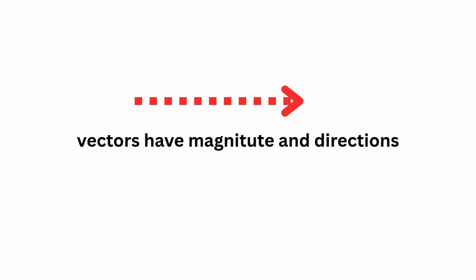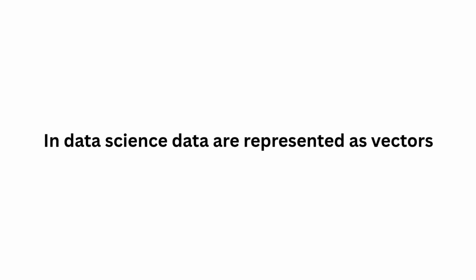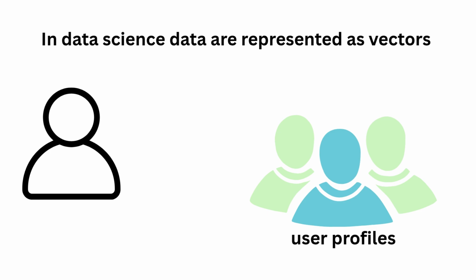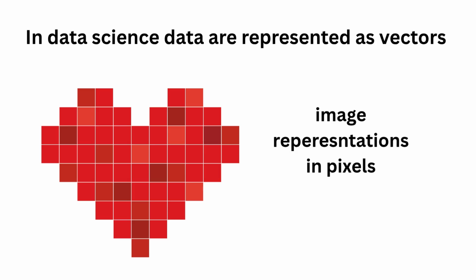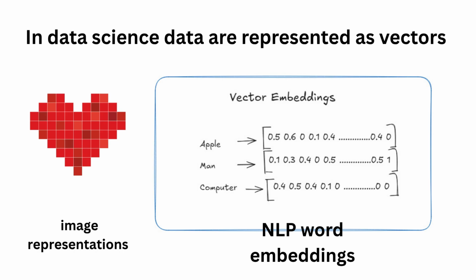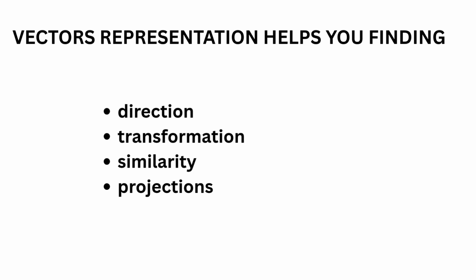So in data science, have you ever wondered what your data, what your features really look like beneath the surface? The answer is that it is basically represented as a vector. Not the rows and columns in your spreadsheet, but what those rows represent mathematically. Each data point, whether it is a customer profile or an image or a sentence in NLP, whatever it may be, is actually a vector. Everything in data science is represented as a vector. Only then can you find the relation between two vectors.